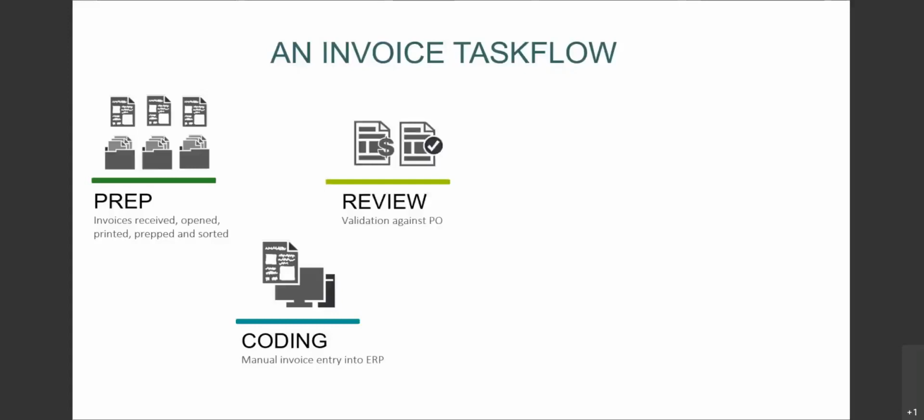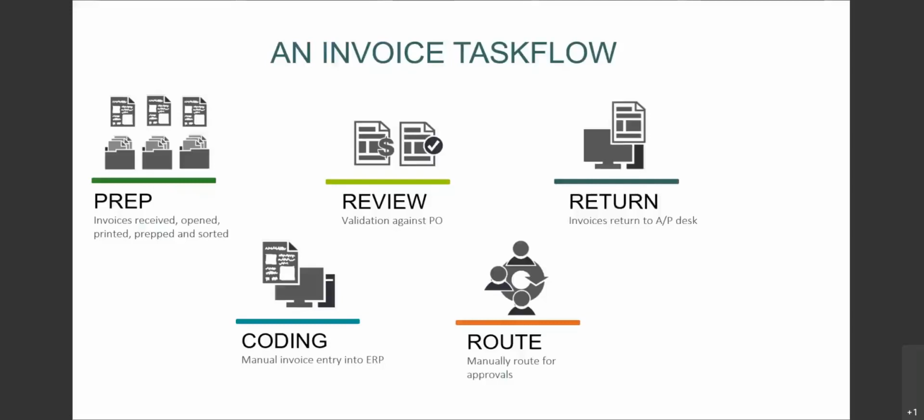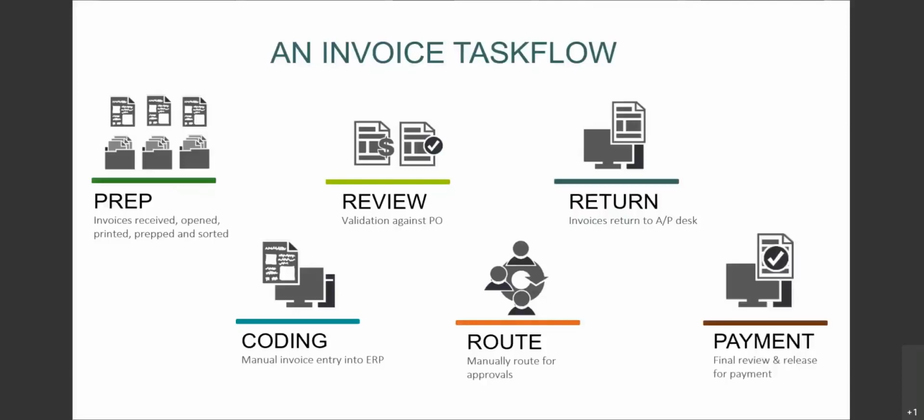Sometimes that's validating the invoice against purchase order, matching it up with a packing slip, but somebody has to look at it and make sure that you got the things that you ordered and that the costs are correct. And then things get routed for approvals. That might be to department heads, a manager, it might be to the CFO if it's over a certain dollar amount. And then once everybody's done that process, it goes back to the AP department where finally it gets released for payment.